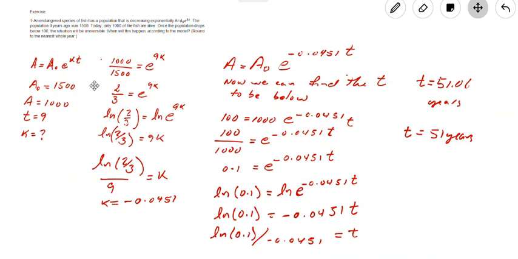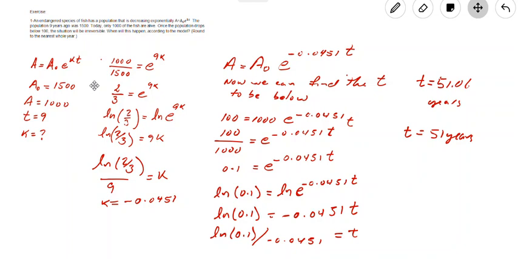Okay, students, I want to explain this exercise about the application of the exponential functions. In this case, we have a problem where they are talking about a population of fish that is decreasing exponentially, following the exponential equation A equals A sub 0 times e to the power of kt. So what happens in this case?